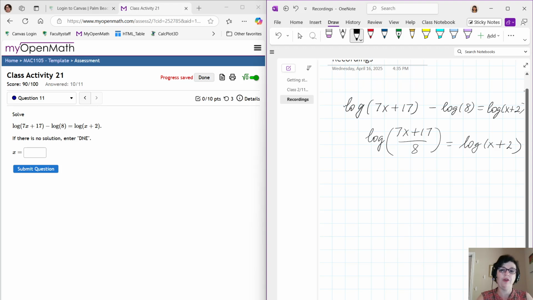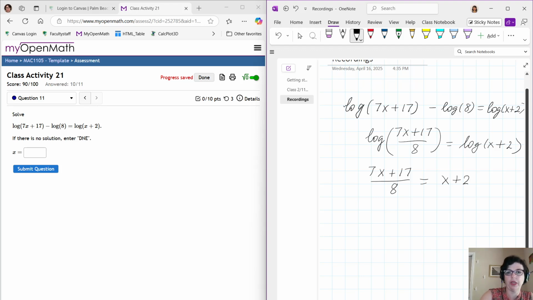Now that I have log of something on the left and log of something else on the right, I can now undo the logs and get rid of them, and that will make it (7x plus 17) divided by 8 equal x plus 2. Now, how can we solve something like that?